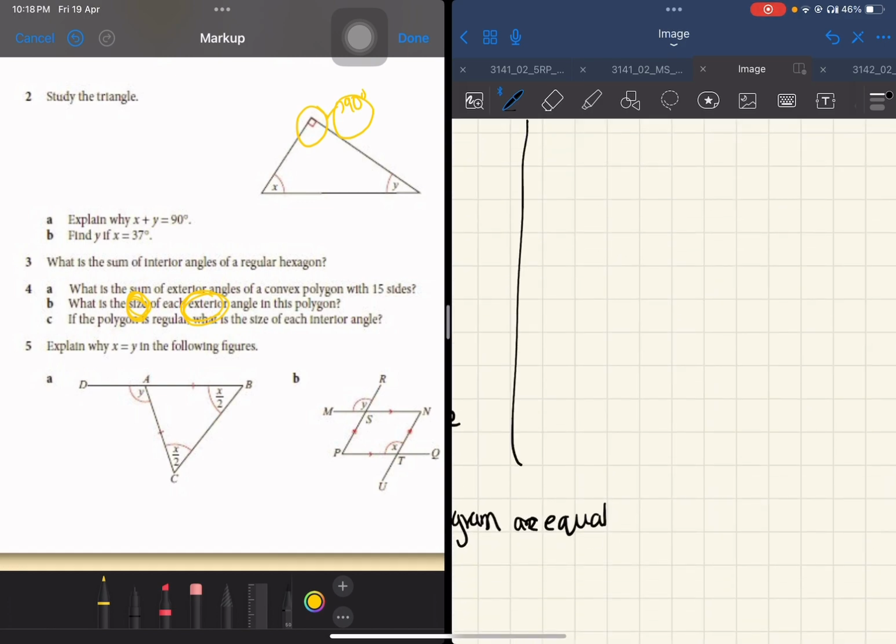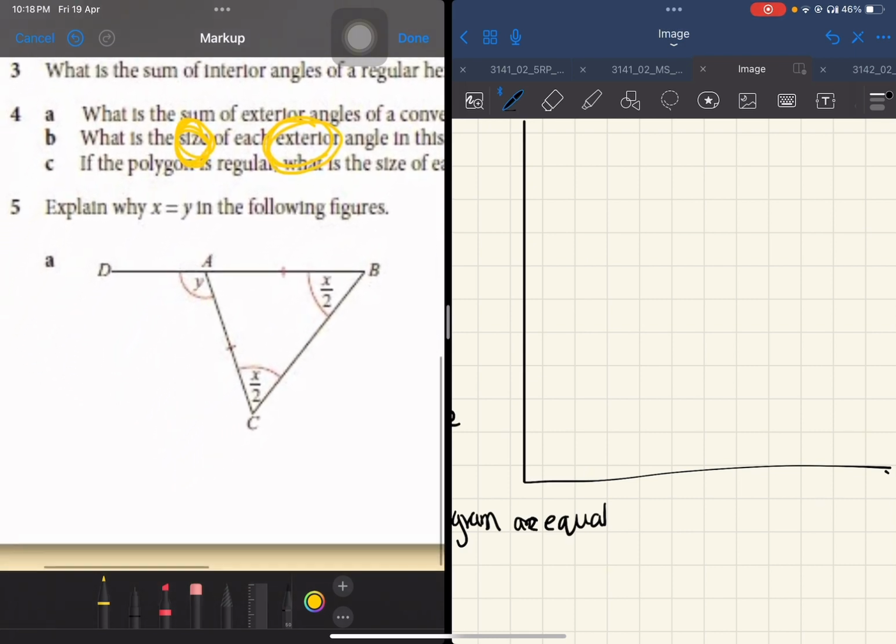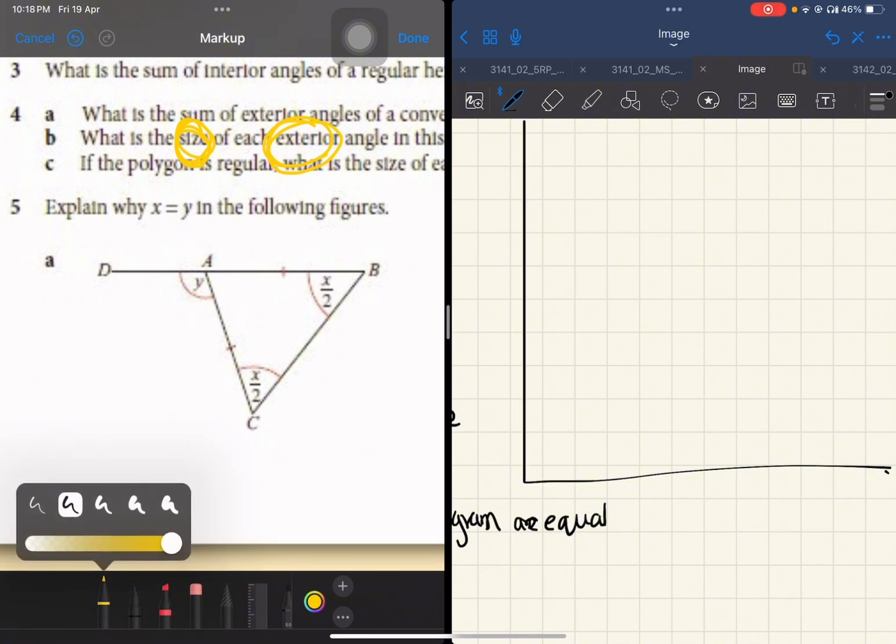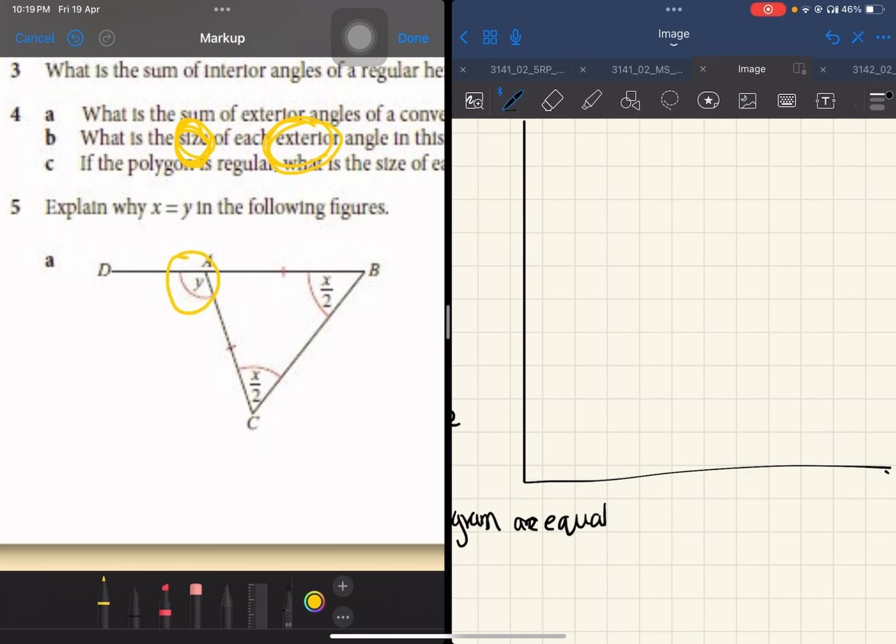Okay, let's move on to question 5. Explain why x equals y in the following figures. Now let's see. Why does x equal y here? As you can see, y is the exterior angle of the triangle. It is outside of the triangle, not inside.